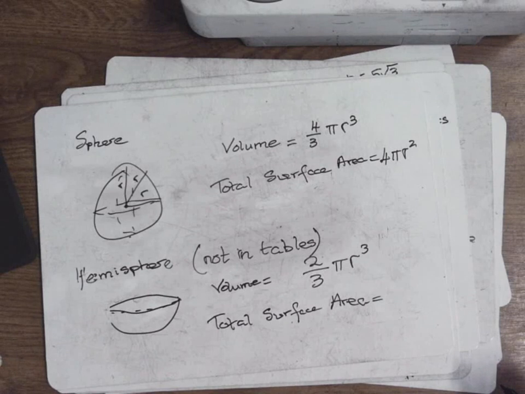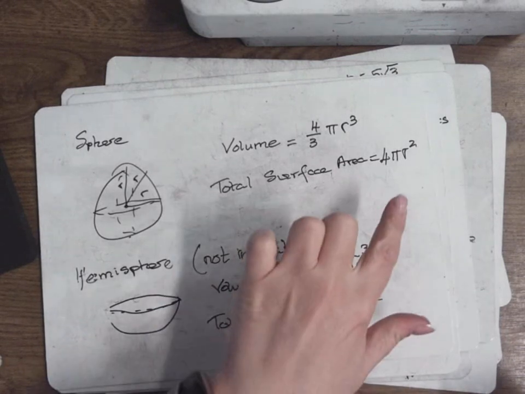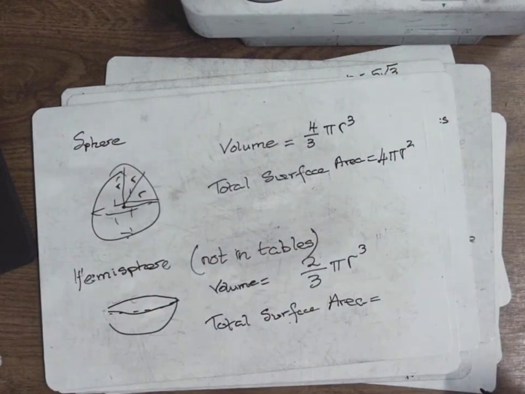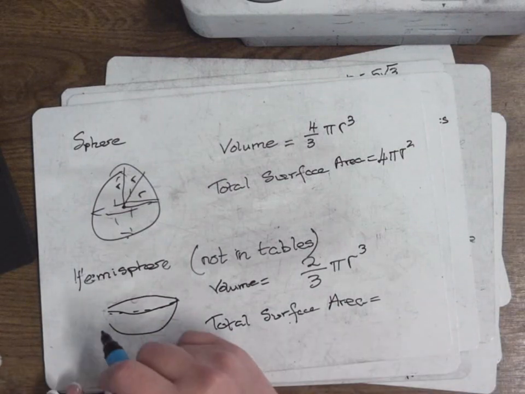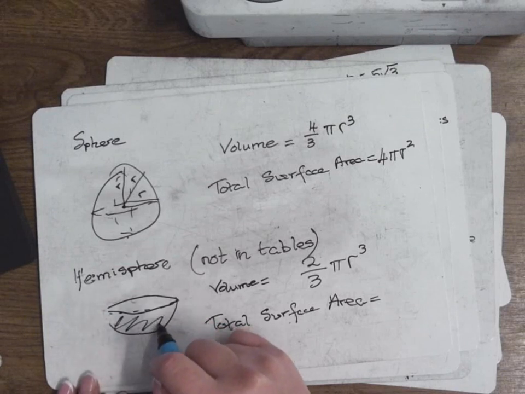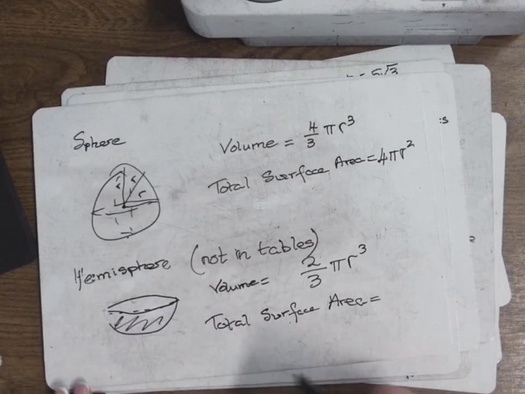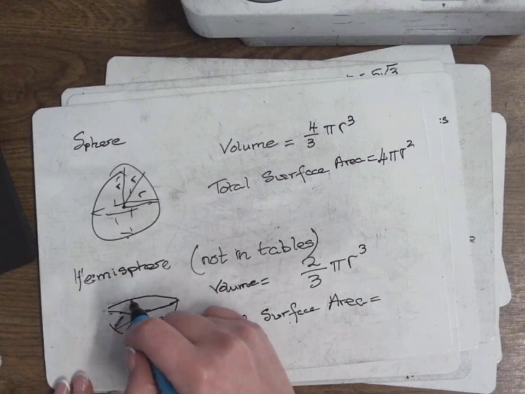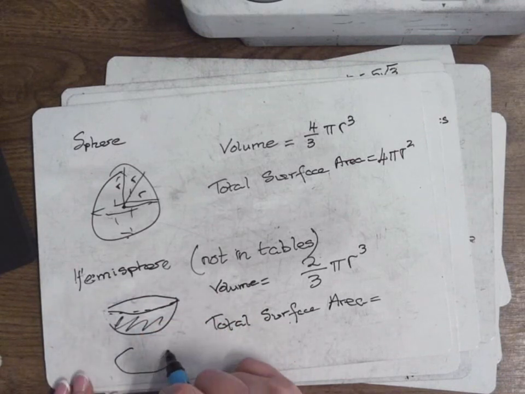Is that alright? Now, total surface area, what would you think it might be? Half of that, so that would be 2 pi r squared, but guess what, it's not, because that will only give you the surface area of the curvy bit down here. But when you cut the sphere, you actually exposed an extra circle, didn't you, up top?